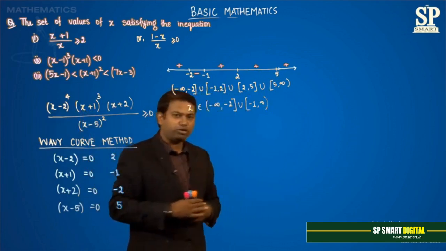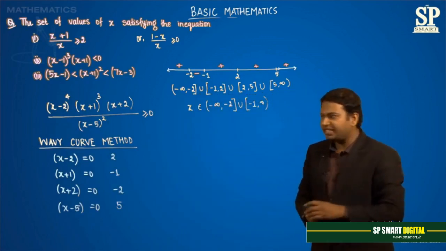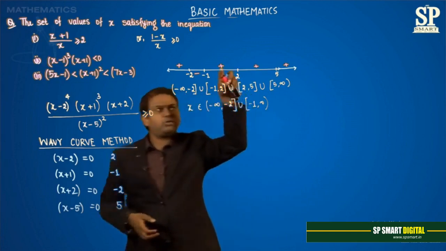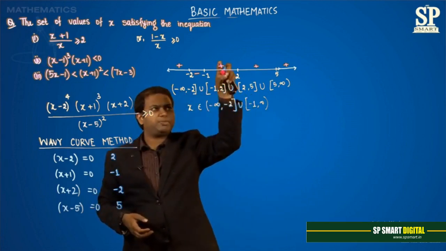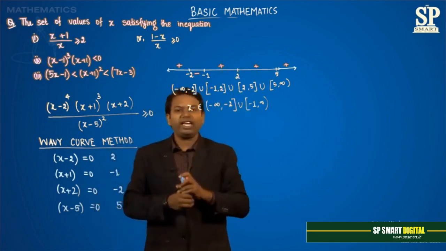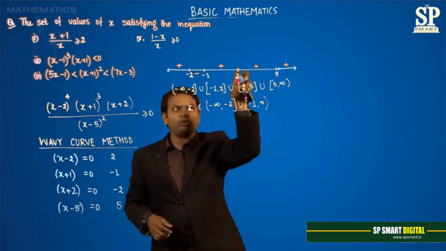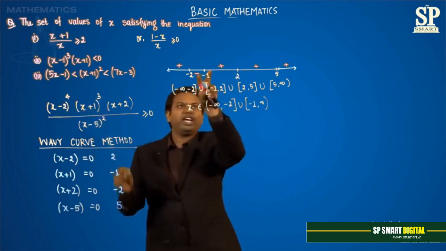Generally, we take x equal to 0 because calculating the value at x equal to 0 is very easy. After we have figured out the sign, which is whether it is positive or negative, we just change the sign accordingly. If the power is even, the sign remains the same on both sides. If the power is odd, it changes.